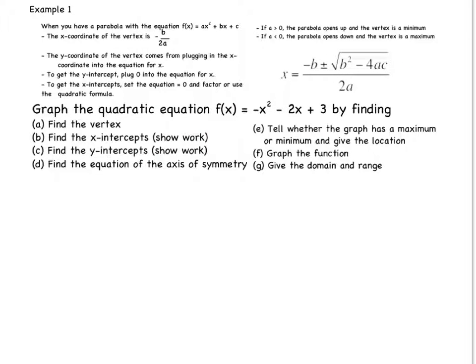So let's give it a try with this one. Negative x squared minus 2x plus 3 is our function. Just be careful about that negative in front. So first, find the vertex. To find the vertex, we're going to get the x-coordinate first, and it's negative b over 2a. Here, the b is already negative, so it's really the opposite of that. It'll be 2 over 2 times, and my a in this case is negative 1. So we end up with an x-coordinate for our vertex of negative 1.